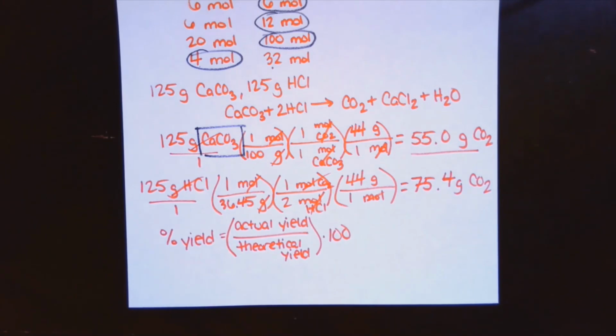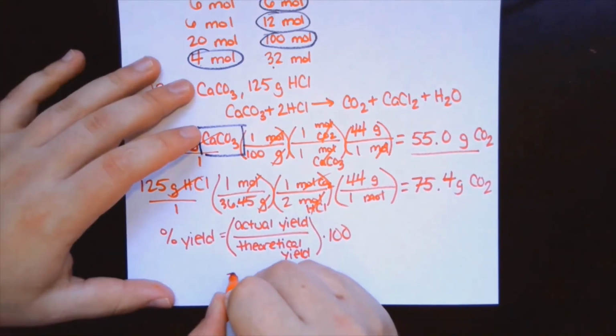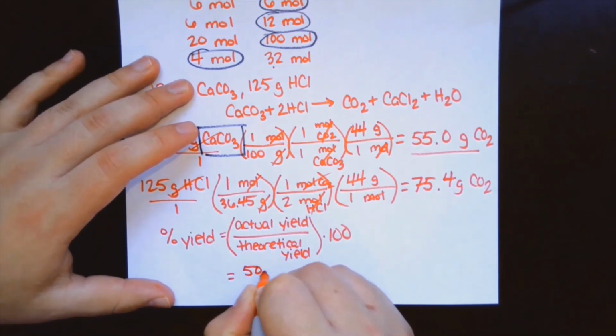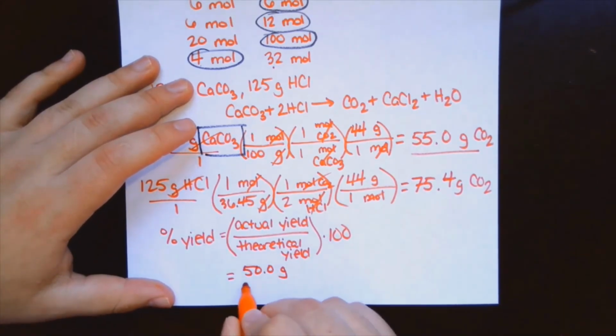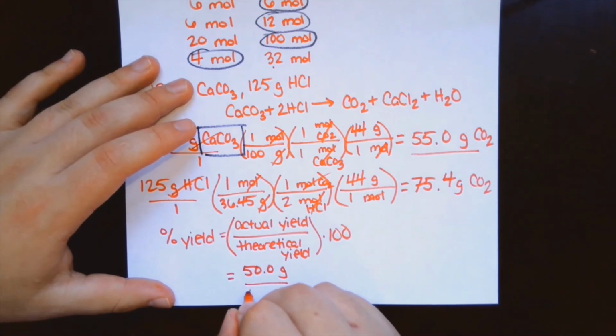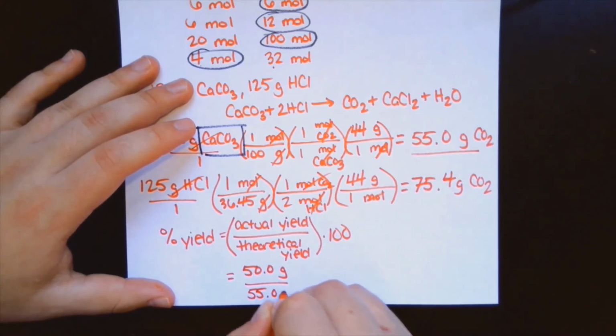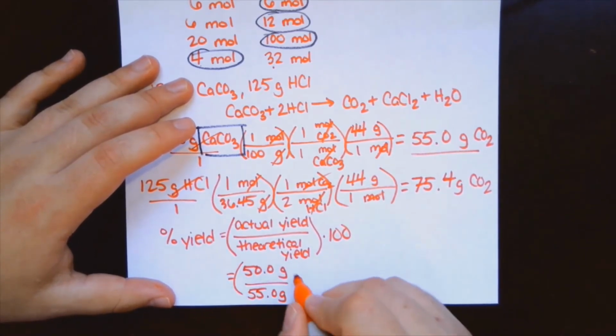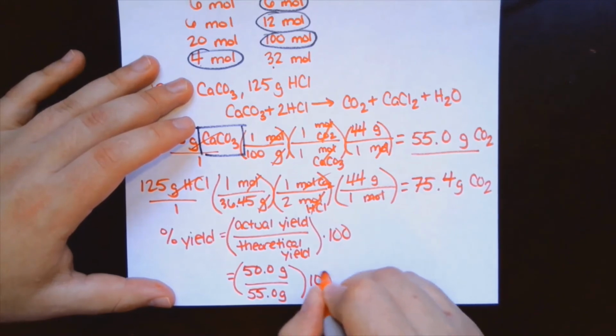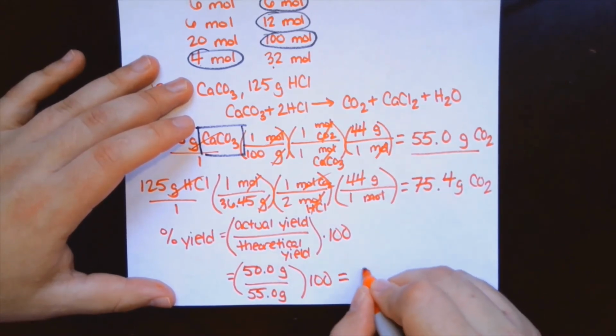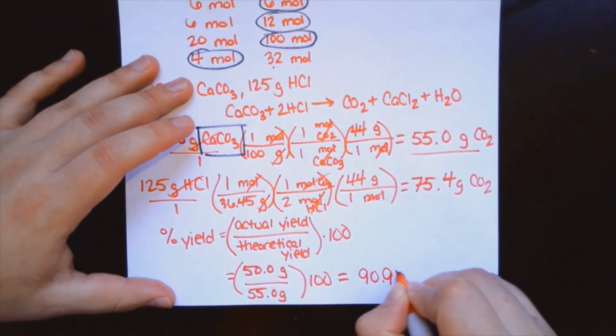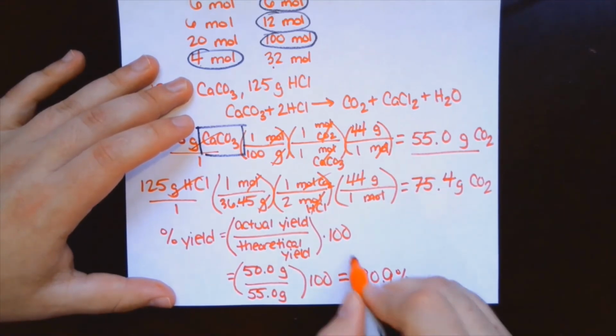So let's say they actually get 50 grams. Right? So 50 grams would be our actual yield. This 55 that we calculated would be our theoretical yield. Divide and multiply that by 100, and that gets us 90.9%, and that would be our percent yield.